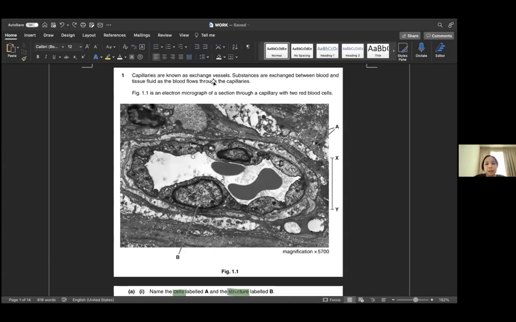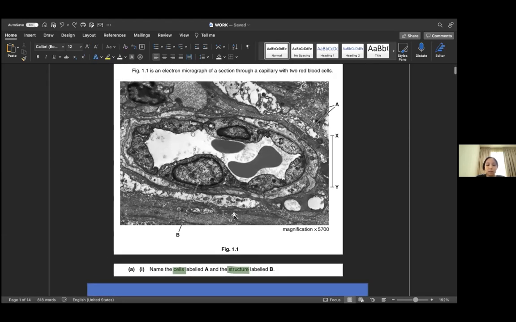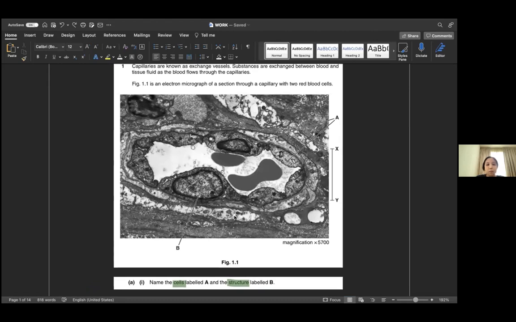Capillaries are known as exchange vessels. Substances are exchanged between blood and tissue fluid as the blood flows through the capillaries. Figure 1.1 is an electron micrograph of a section through a capillary with two red blood cells. So this is a red blood cell, and this is another red blood cell. And these are what we have to find. And here you see this thin layer, it's the basement membrane. So name the cells labeled A and the structure labeled B.